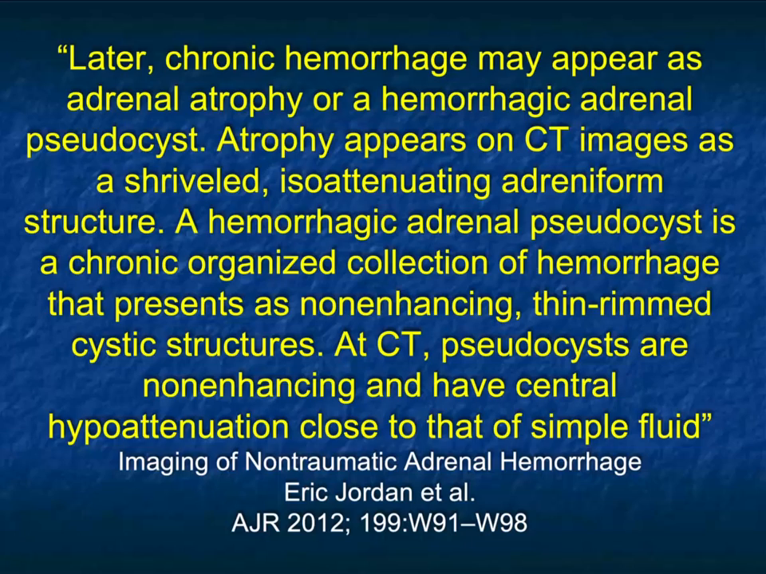At CT, pseudocysts are non-enhancing and of central hypoattenuation close to that of simple fluid, but that's not always the case. In many cases, it's a higher density, so it's not going to measure fluid as in zero. Then your diagnosis tends to focus on an adrenal cyst, but it tends to measure 30 to 40 Hounsfield units. And then I'm looking at a cystic lesion that's 5 centimeters. I'm not exactly sure what it should be.